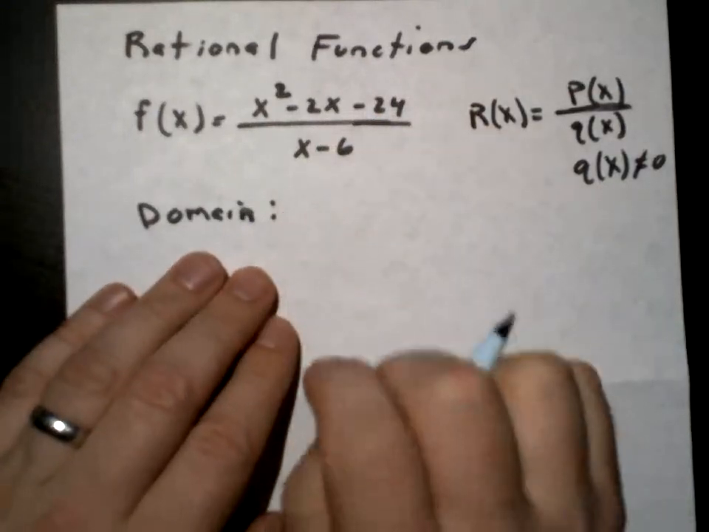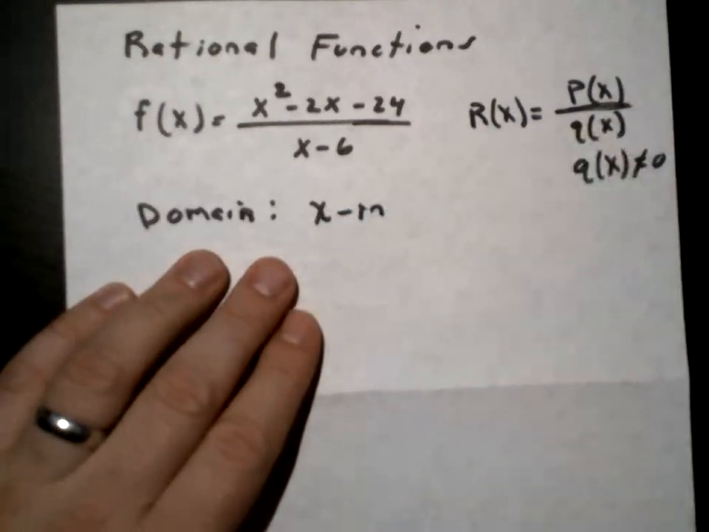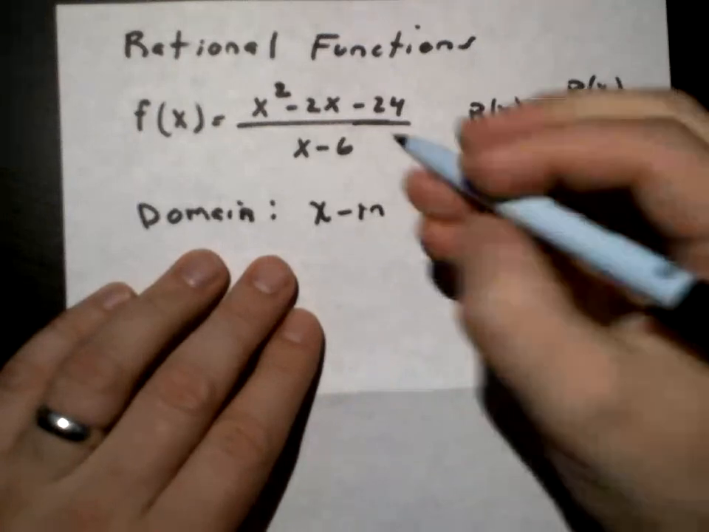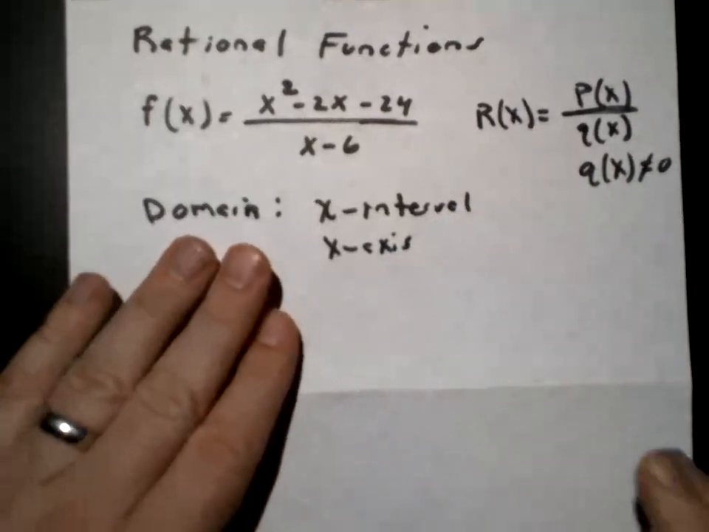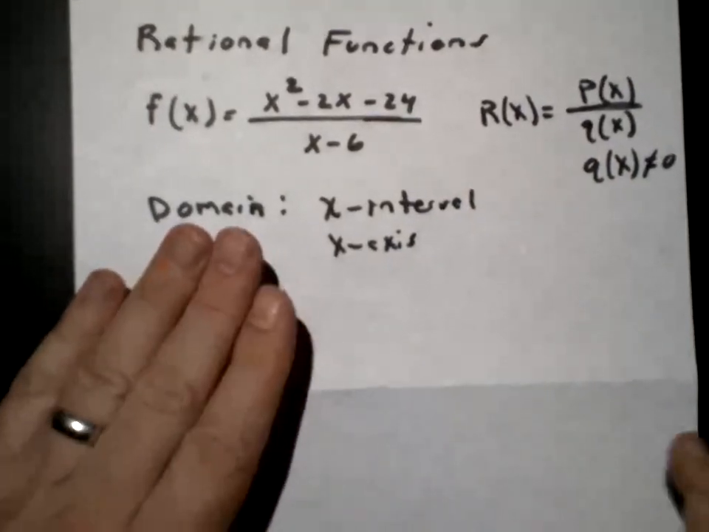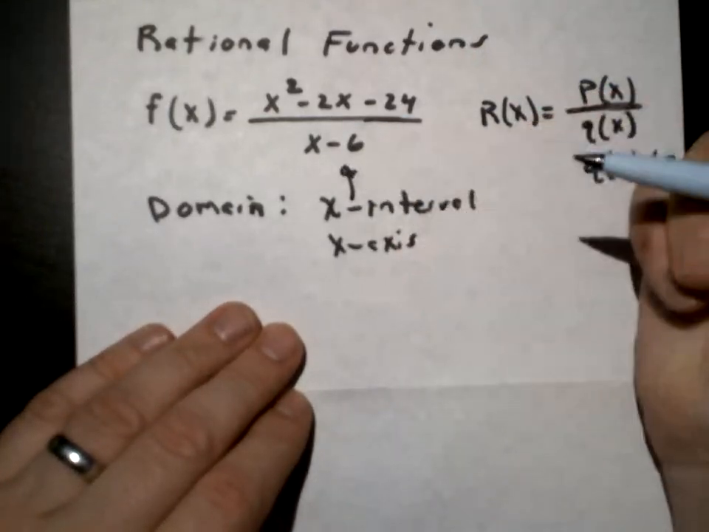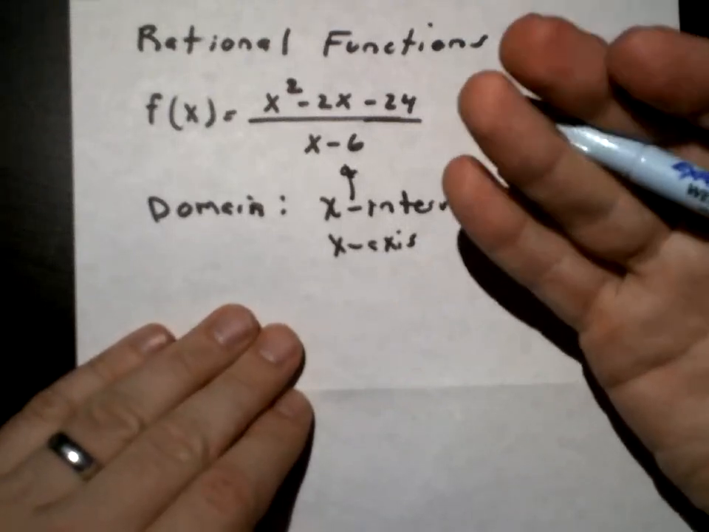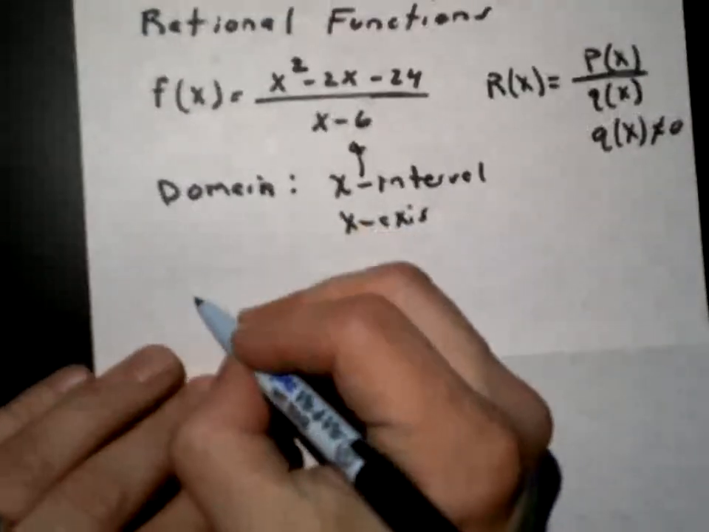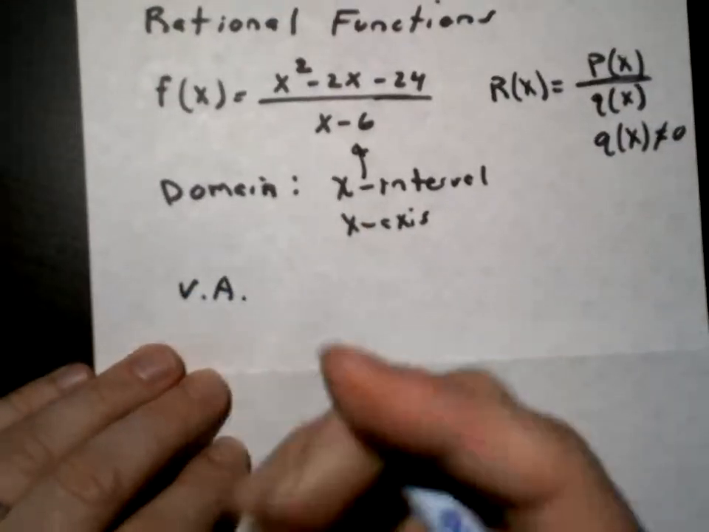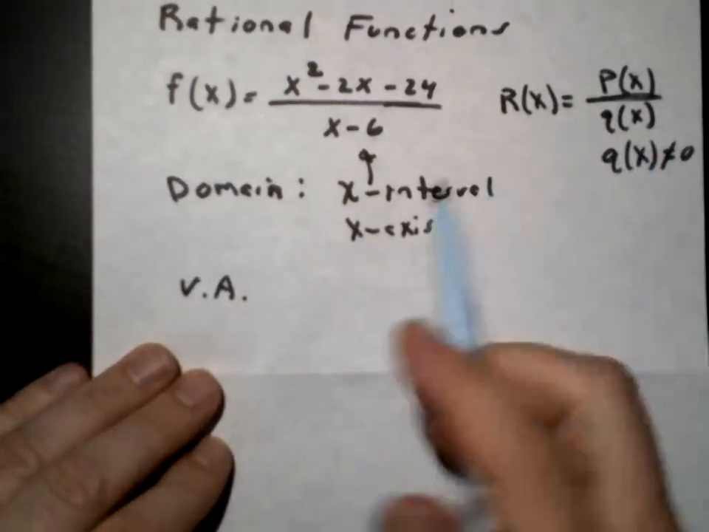Now, recall that the domain is all the x values, or the x intervals, the inputs. So where does this happen? Well, we're going to look at the bottom. And the reason we're going to look at the bottom is because we want to make sure that there are no vertical asymptotes. Because if there are vertical asymptotes, there are going to be some restrictions, and you can't let this be equal to zero. So let's go ahead and find the domain.